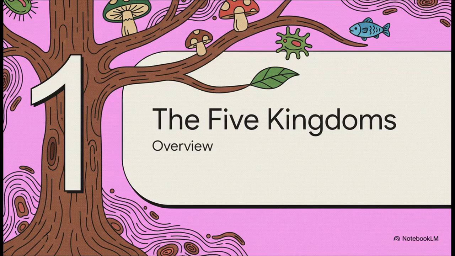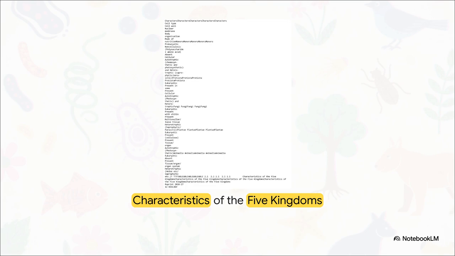Section 1. The Five Kingdoms Overview. Before we jump into the branches, we first need to look at the trunk of the tree of life. So if you want a literal cheat code for your exam, it's understanding the macro-level differences across these kingdoms. When you map out cell type, cell wall, nuclear membrane, and mode of nutrition, a really clear pattern emerges.